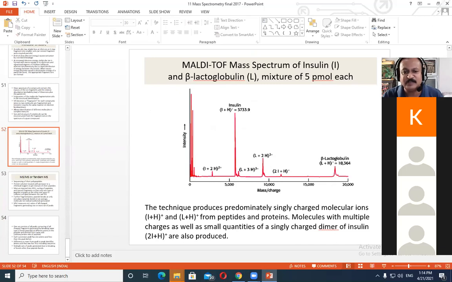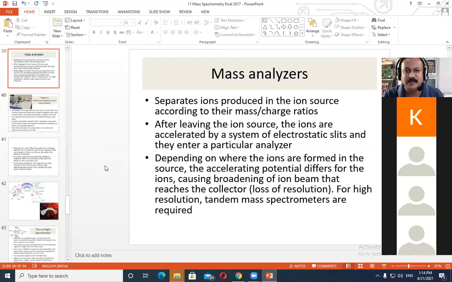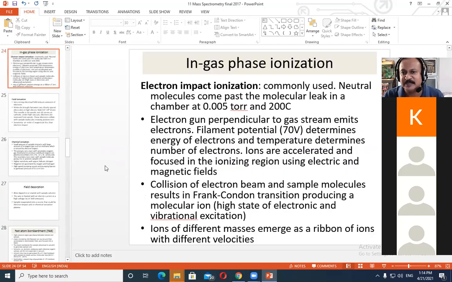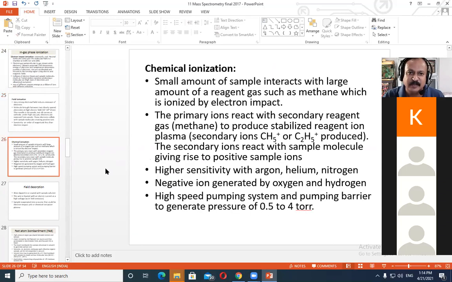So if you have any questions, I'll give you about 2 or 3 minutes, or 5 minutes if there are questions. Sir, this technique separates on the basis of only charge or mass? Mass to the charge ratio. Electrophoresis was charge to the mass ratio, and here it is mass to the charge ratio.